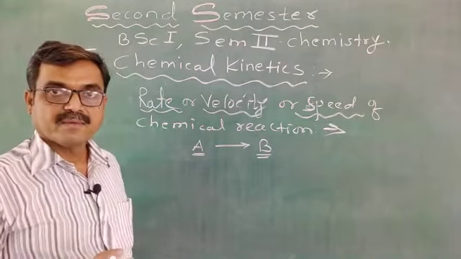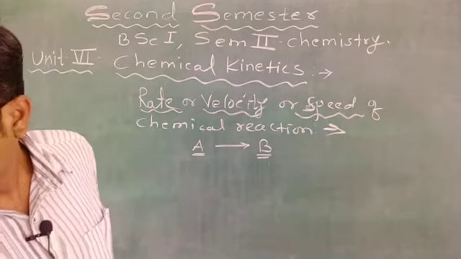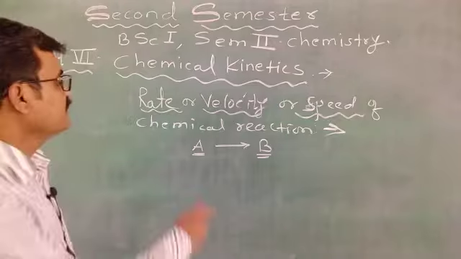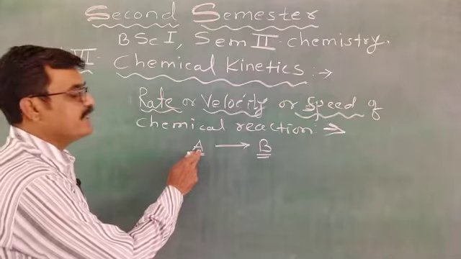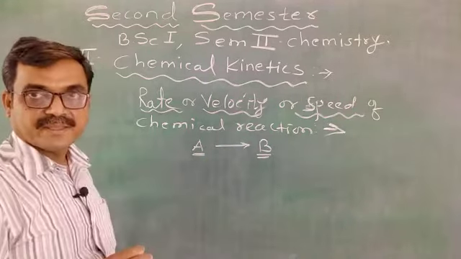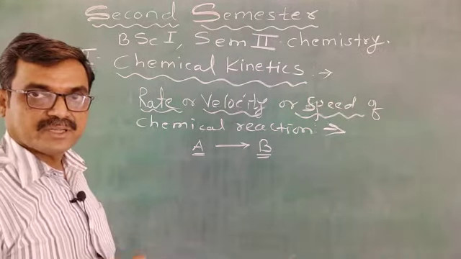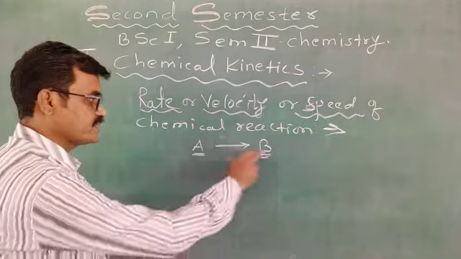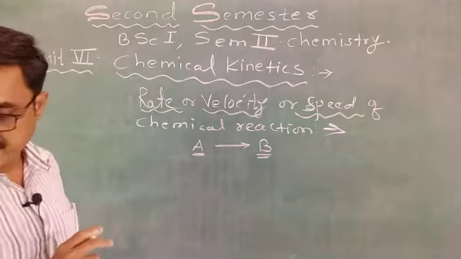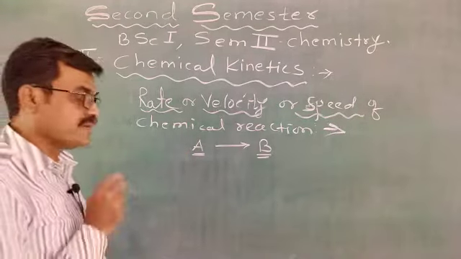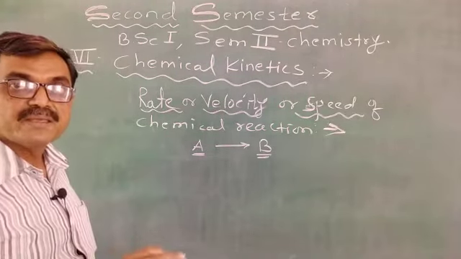And the reaction goes to completion. Now, here let me assume A is reactant, B is product. Then during the reaction, the concentration of A decreases and the concentration of B increases. Means the reaction is going to start. During the reaction, what happens? Concentration of A decreases, concentration of B increases, concentration of reactant decreases, concentration of product increases.